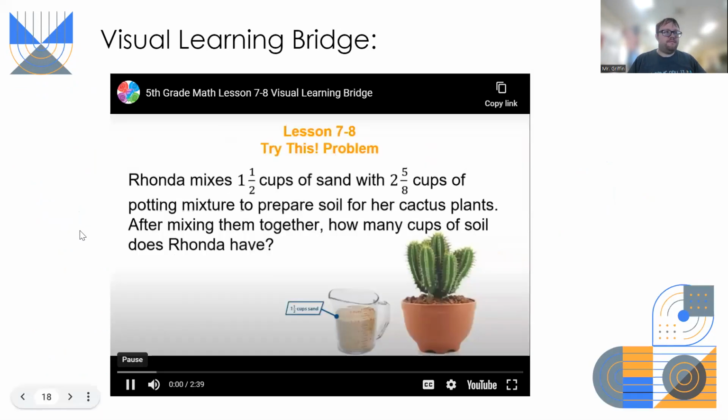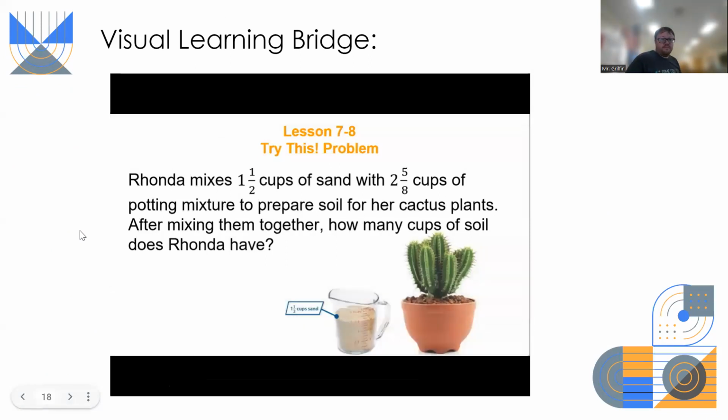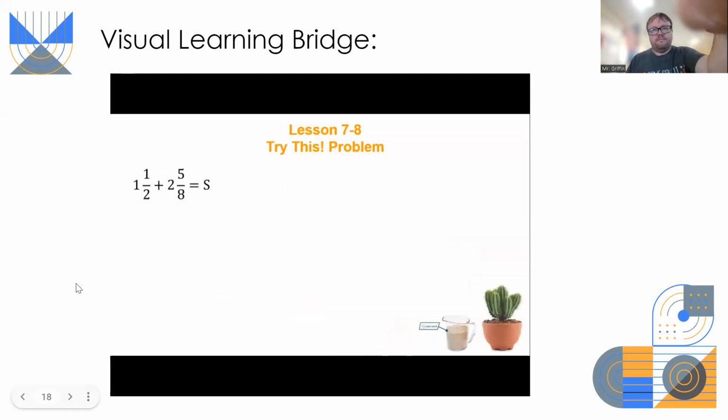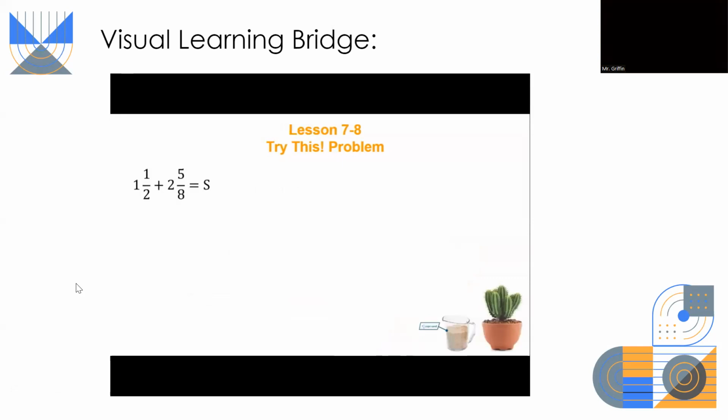Since Rhonda is mixing 1.5 cups of sand with 2 5/8 cups of potting mixture to make soil, we need to add these two together to find out how much soil that will make. The first thing we notice is that the fractions that we need to add do not have common denominators. We will need a common denominator for 1/2 and 5/8 before we add them. Since halves are bigger than eighths, we need to partition the halves to be equivalent to the eighths.